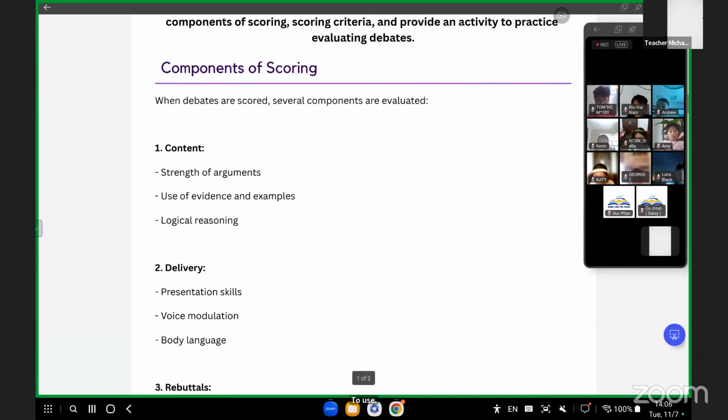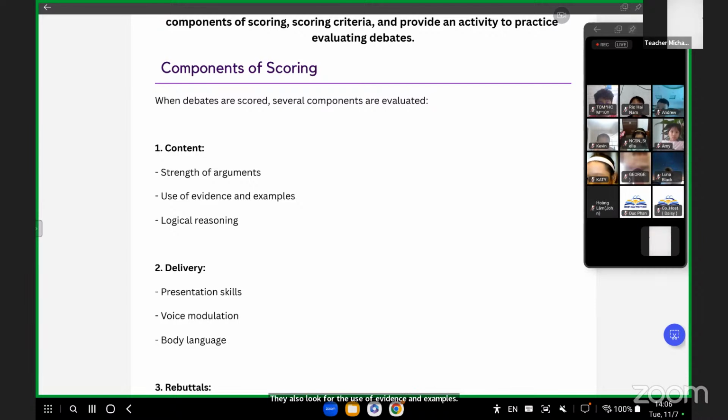So the first thing we look at is the components, or the different parts, of scoring. When debates are scored, several components are evaluated. The first one is content: the strength of the arguments. How well have you put your arguments together? They also look for the use of evidence and examples.